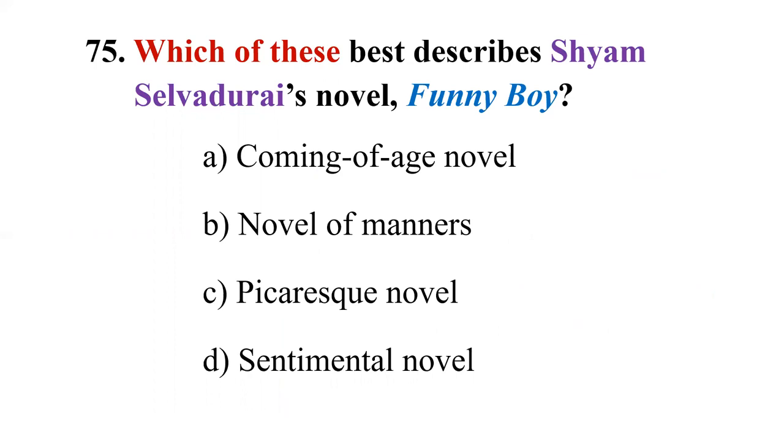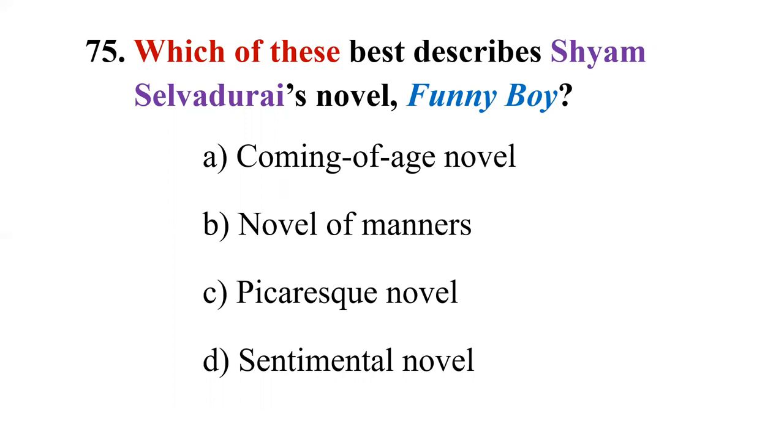Which of these best describes Shyam Selvadurai's novel Funny Boy? Option A, coming of age novel. B, novel of manners. C, picaresque novel. D, sentimental novel. There is a clue in the title. Whenever it's about a boy or someone going on an adventure, you can guess from the title that this is going to be about the growth of this boy or the major character. Then we can eliminate two options, sentimental novel and novel of manners.